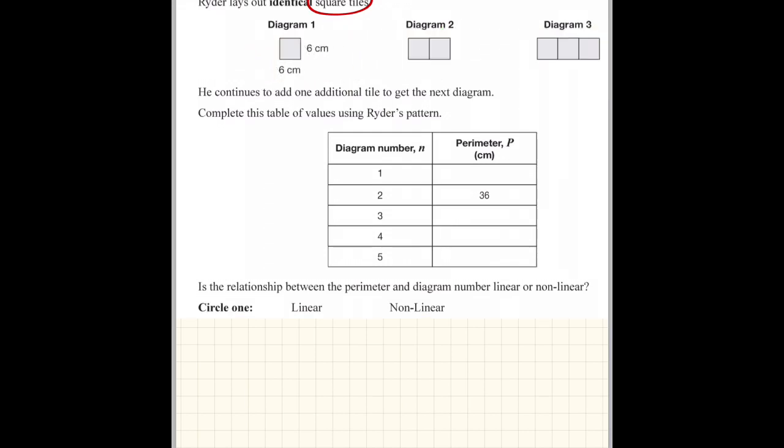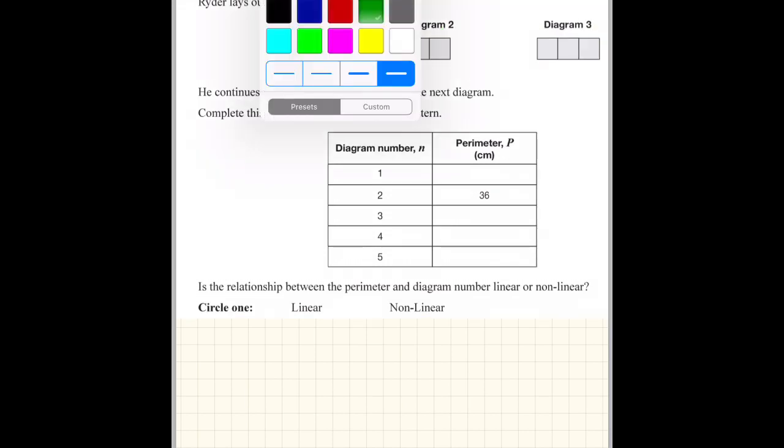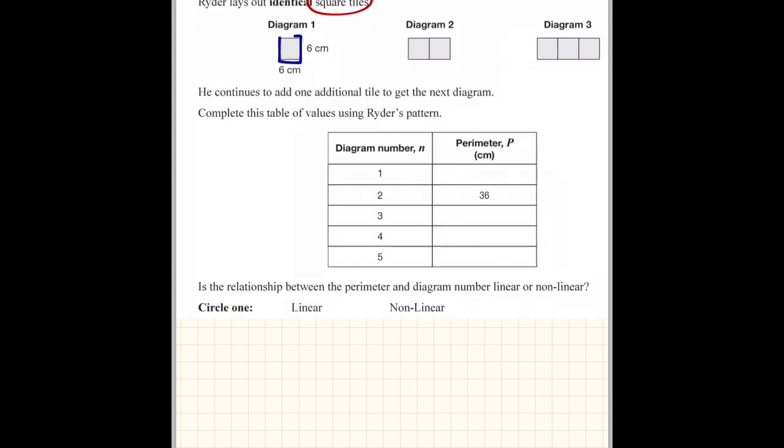You might have seen it like this. You might have thought, I noticed that I had 4 edges of each 6 centimeters, and I noticed that here I lost one side, but I gained 3 new sides. Well, losing 1 and gaining 3 is the same as gaining 2 new sides. Let's see if that holds true.